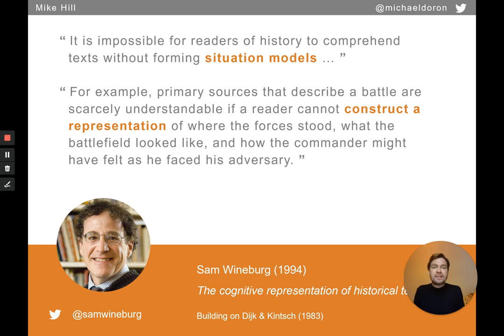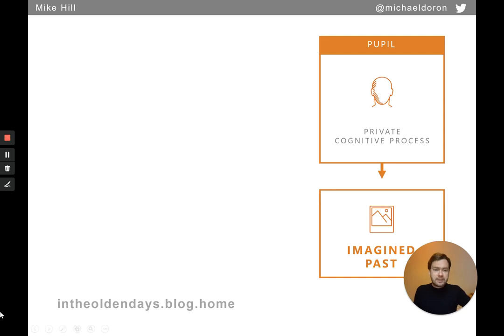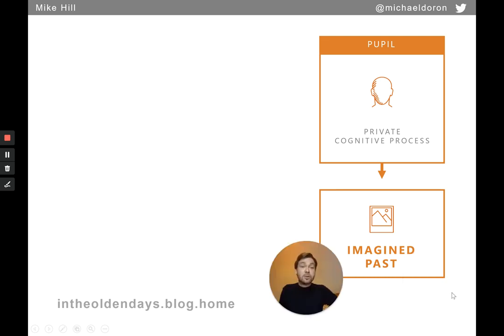So really, the development of place is not only important in terms of narrative, but it also enables historical thinking. Because it's about how we can really develop students' understanding of the past, the way that they would imagine the past, something we can't control.